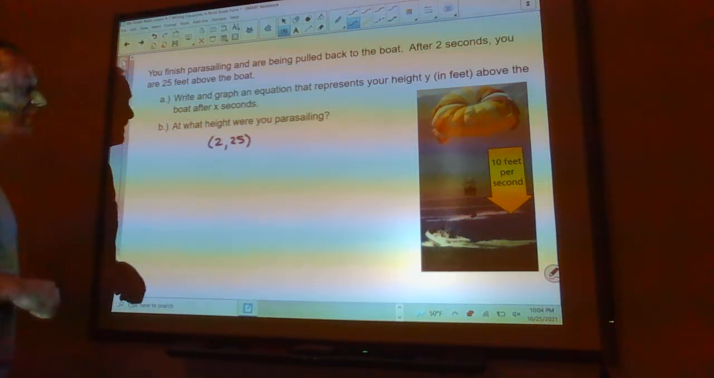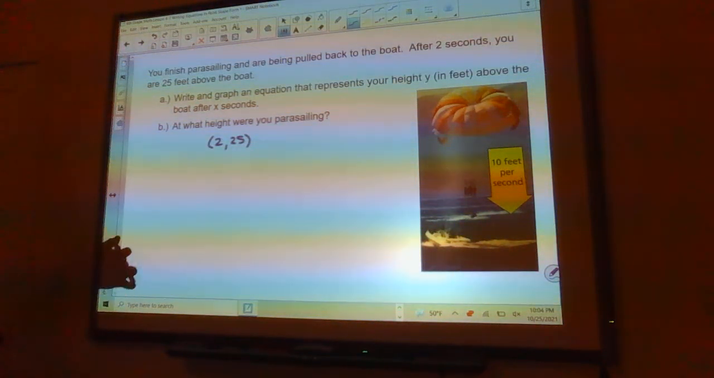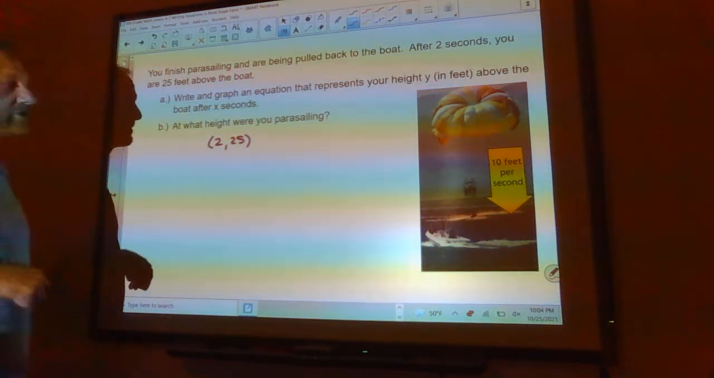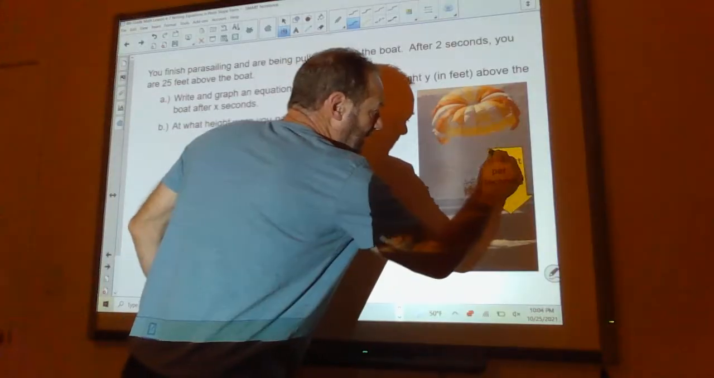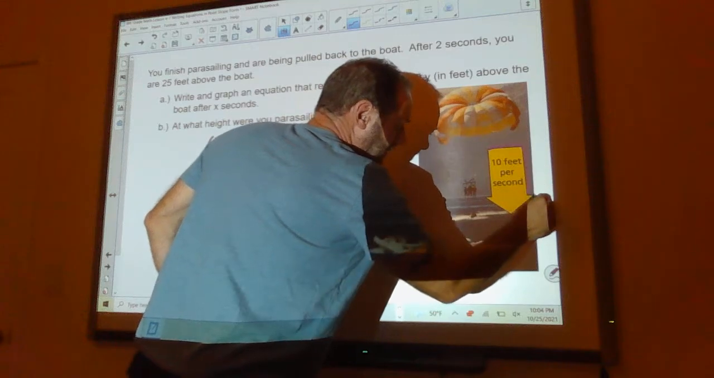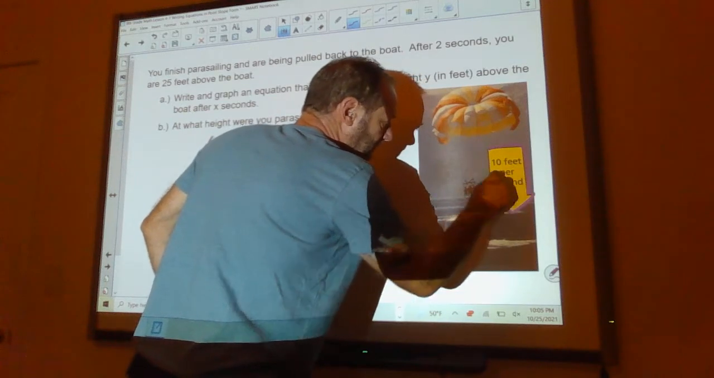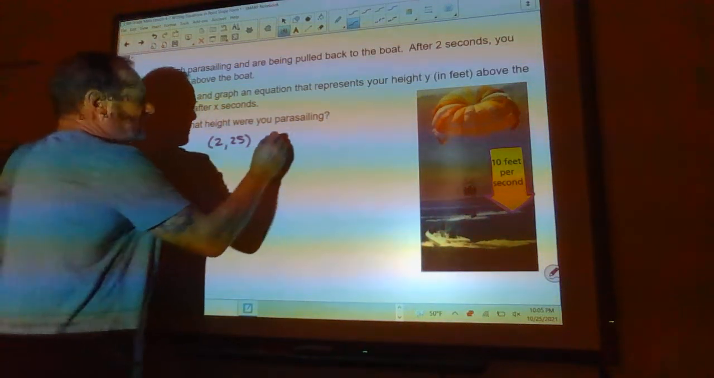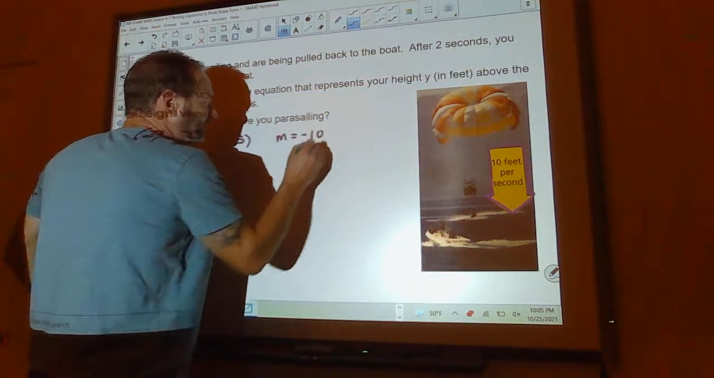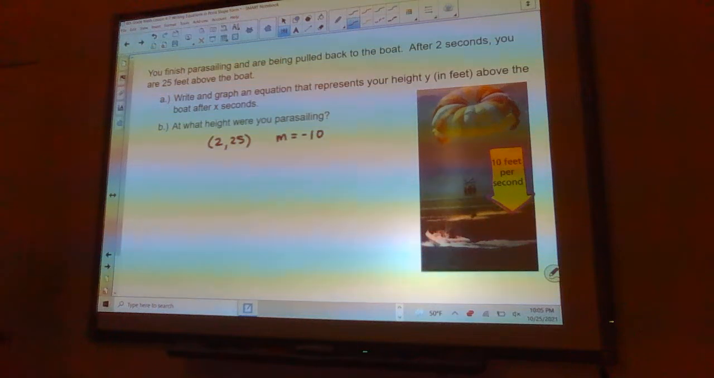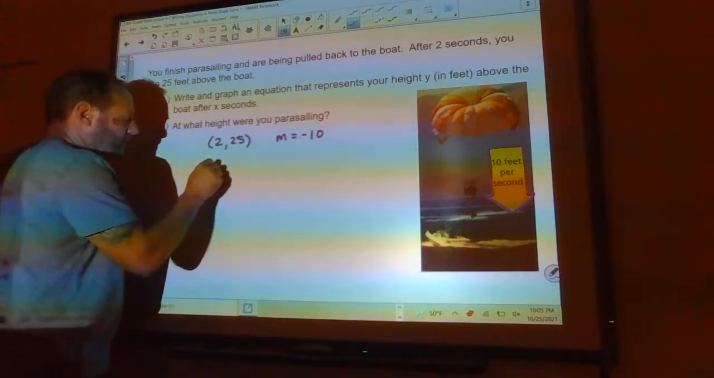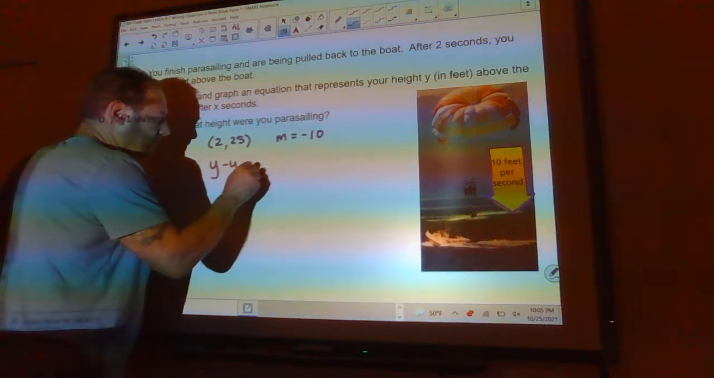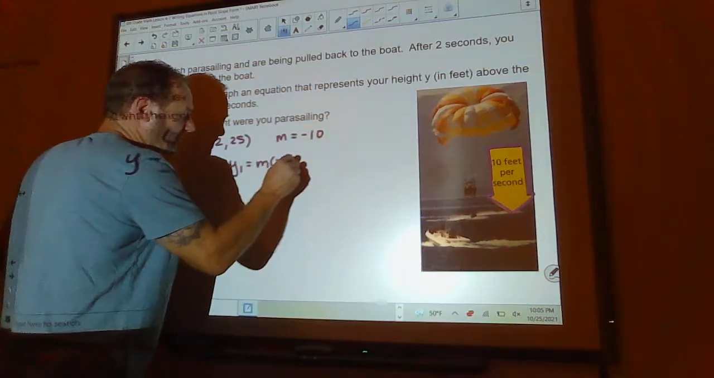So I need something else. I either need another point, which I don't really have, or I need a slope. Well, I have a slope, and that slope is right here. Right in the picture. It says 10 feet per second and going down, so my slope is -10. This would be a perfect problem to do in point-slope form. So y minus y1 equals m times x minus x1.